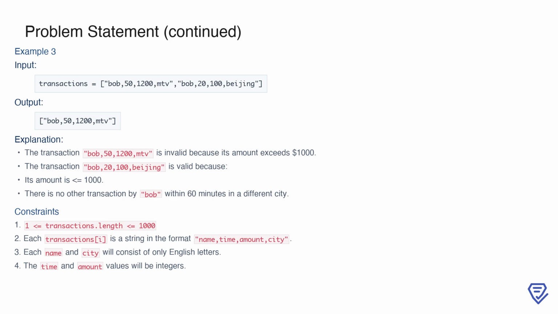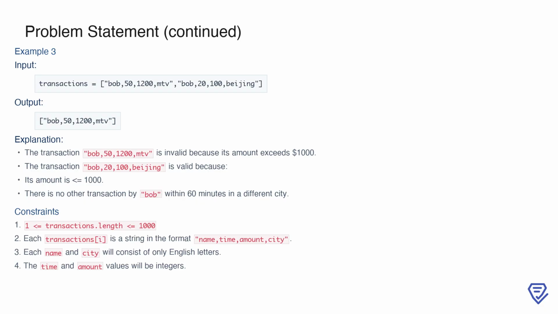Now, let's examine a third example. If the transactions are Bob 1200 MTV, Bob 2100 Beijing, the output would be Bob 1200 MTV. The first transaction is invalid because its amount is greater than $1,000. The second transaction, however, is valid because its amount is under $1,000, and there are no time conflicts with other transactions in different cities.